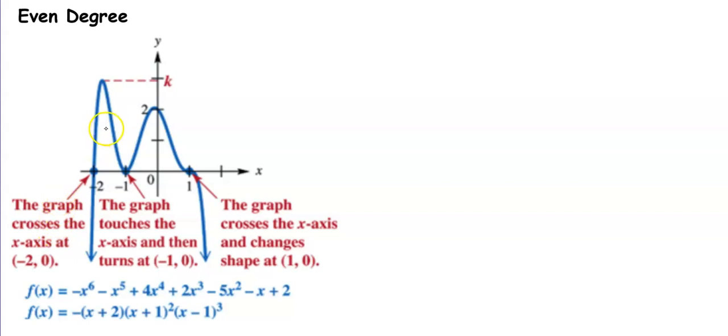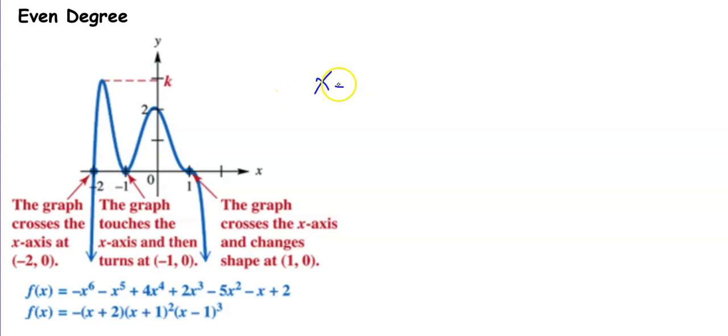So we can see on this one that we cross the graph 1, 2, 3 times, but we need 6 zeros. And what we can see happen is at -1, we are going to have 2 zeros because it kisses it and it moves up. That's a double multiplicity. So the graph touches the x-axis and then turns, and the graph crosses the x-axis and changes shape at (1, 0). That lets me know that we're going to have that multiplicity of 3.